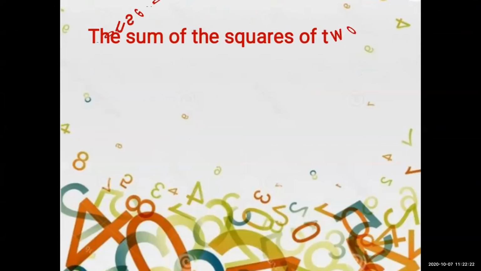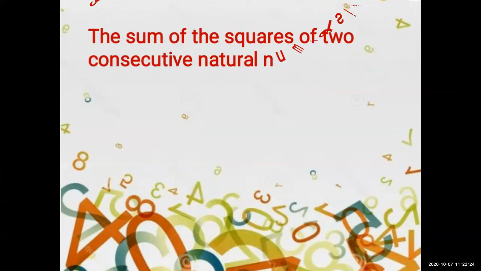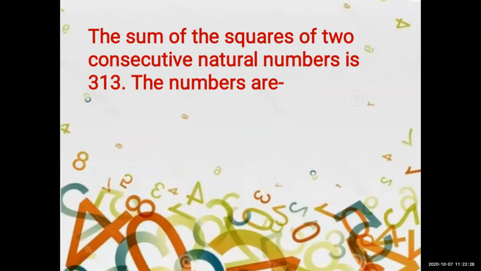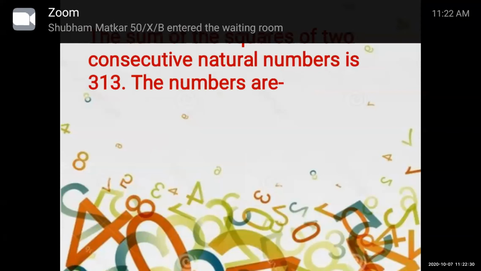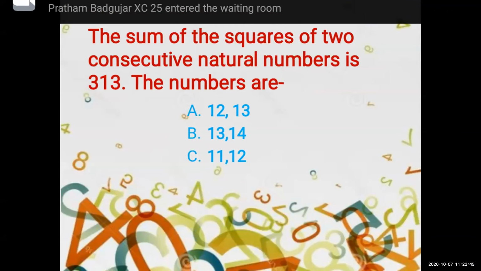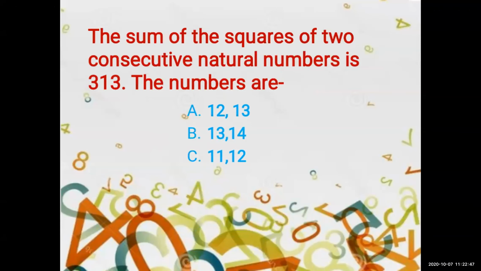I think this is the third question for Group E. The sum of the squares of two consecutive natural numbers is 313. The numbers are, the sum of the squares of two consecutive natural numbers is 313. The numbers are, your time starts. Option A, 12, 13. Option B, 13, 14. Option C, 11, 12. Option D, 14, 15.